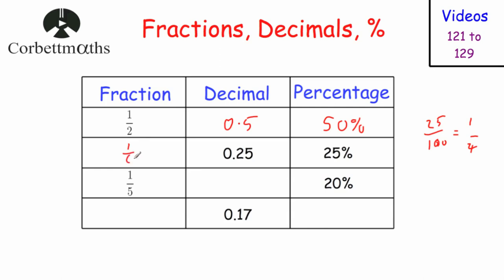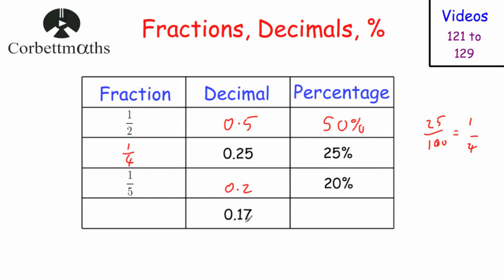So that's 1/4. Here we've got a fifth, so we've got 1/5, and that's 20%. So let's divide our 20% by 100 to get it as a decimal. So 20 divided by 100 is 0.2, so that would be 0.2. So 1/5 is 0.2, which is 20%.